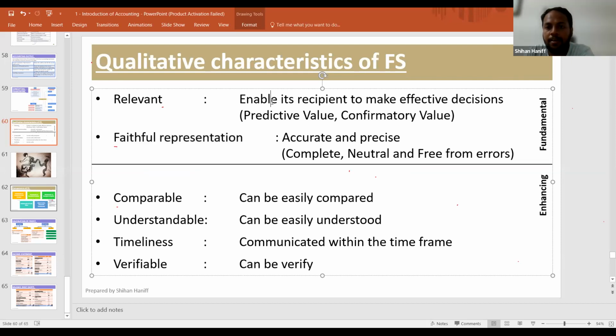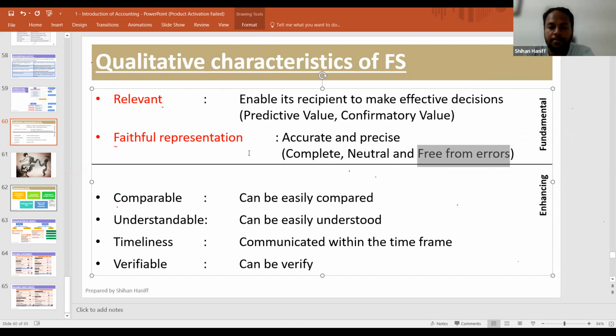Relevant means the information should be relevant for the business. It should be relevant for our decision making. Faithful representation means it should be accurate and precise. This faithful representation, right? And it has 3 sub points: complete, neutral, and free from errors.